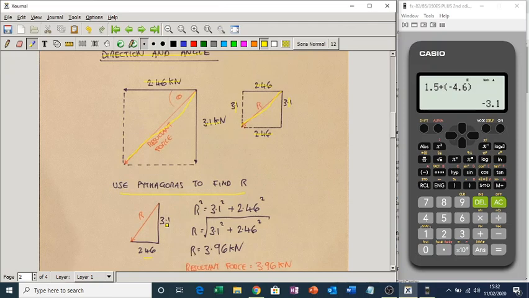So then obviously that's a square, so we need to square root all of this. So this resultant force is going to be the square root of all of that. So in your calculator you can do this. Make sure you get the right brackets in the right areas. So square root of 3.1 squared plus 2.46 squared equals 3.95. I've got up to 3.96. So the resultant force is 3.96 kilonewtons in that direction, coming down.